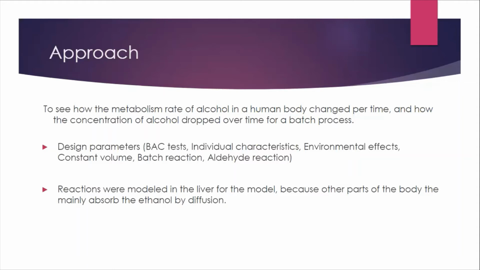The constant volume for this batch reaction will be the liver, stomach, and intestines. The liver is where the reaction takes place, so that is where the acetaldehyde and acetic acid are going to be produced. Other parts, such as the stomach and intestines, are not going to be considered for the model because they are mainly diffusion. The alcohol is mainly absorbed by diffusion in those parts of the body.